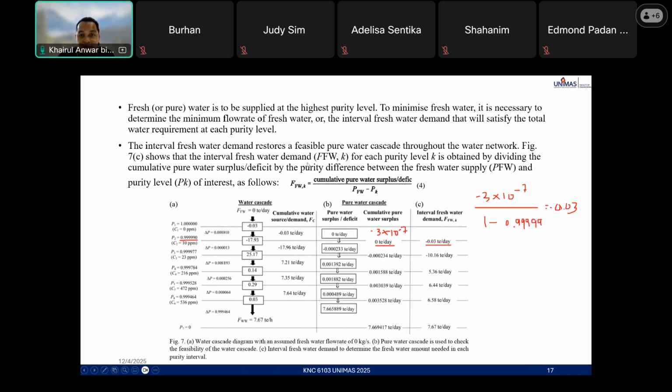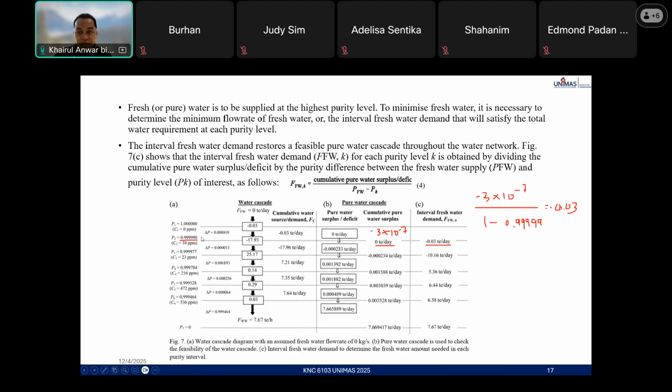It shows that the interval freshwater demand FFWK at each purity level K is obtained by dividing the cumulative pure water supply by the purity difference between the freshwater supply and purity level PK of interest. So FFWK equals the cumulative pure water supply over PFW minus PK. PFW is the purity of the fresh water, which is 1. This is cleanest, one is 1, meaning 0 ppm. This is a purity. Then minus the PK.